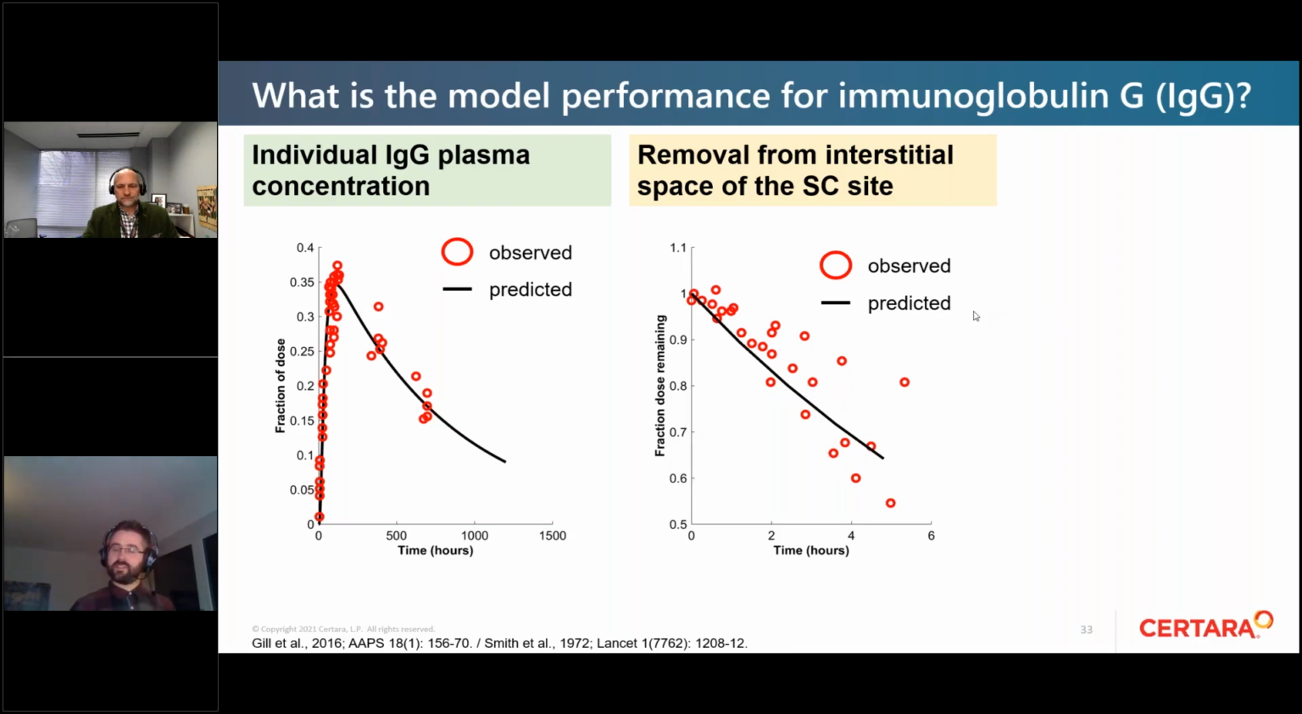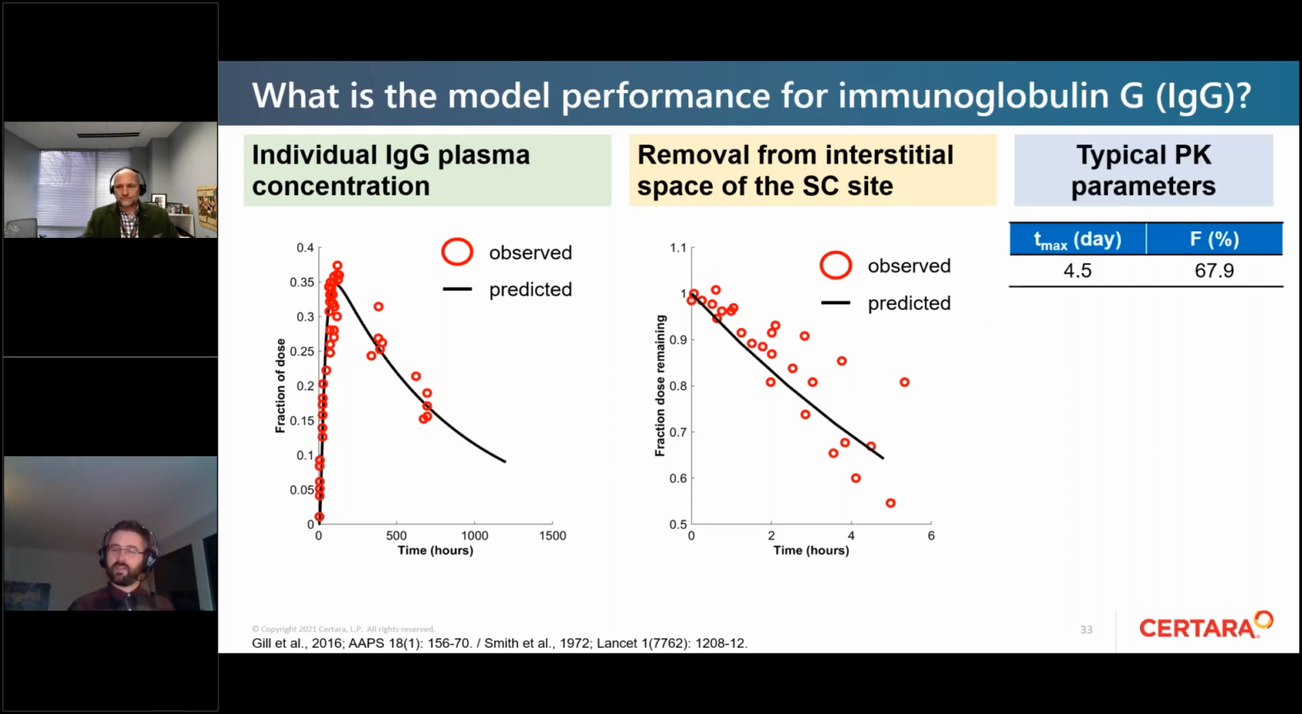In the middle, what we see is also IgG data where the samples have been taken directly from the injection site. So what we're seeing here is the removal of IgG after subcutaneous dosing. And that gives us confidence in our volume and in our lymph flow that we're using in our physiological database. And lastly, what we also see is typical PK parameters. We have a time to peak concentration of 4 to 5 days and a bioavailability of around 60 to 70%, which is in line with what we see in the literature.